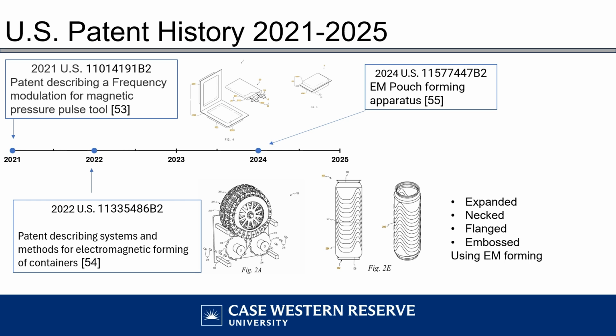The 2022 patent Systems and Methods for Electromagnetic Forming of Containers is excellent in describing how many different processes including expansion, necking, flanging, and embossing can be accomplished in series using electromagnetic impulse forming. The most recent patent in this class is relatively simple, describing the forming of metallic pouches by EM expansion in late 2024. So far, there have been no patents in Class B21D26 related to electromagnetic forming granted this year.